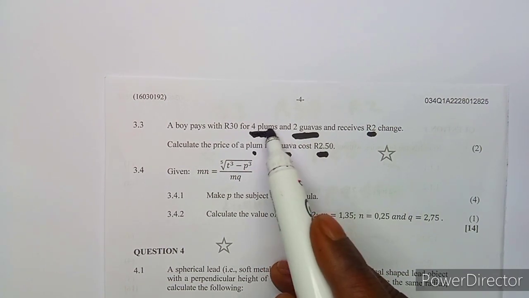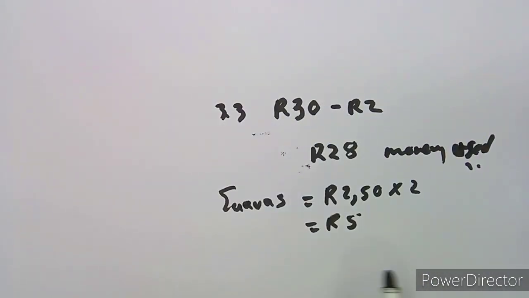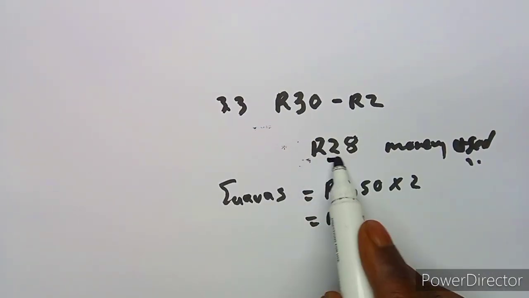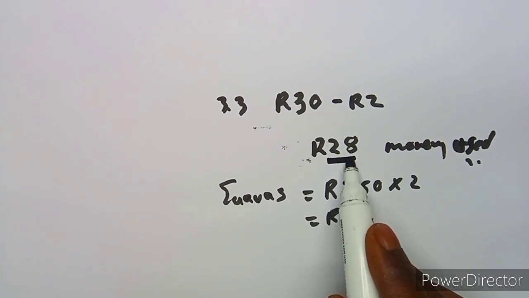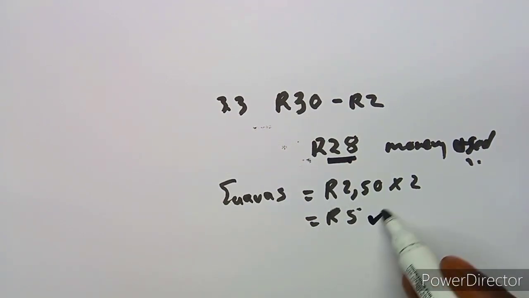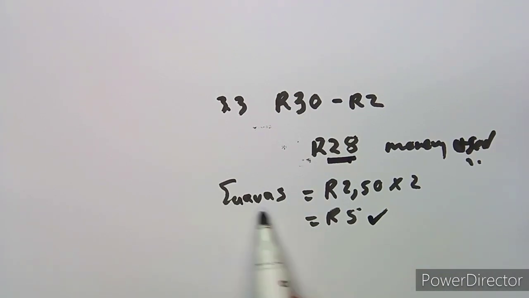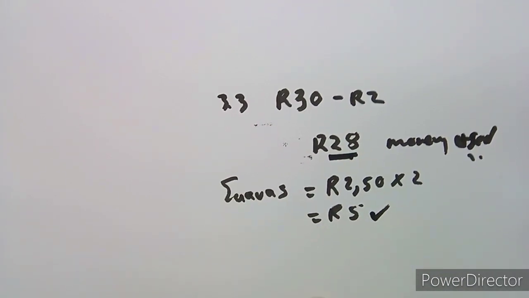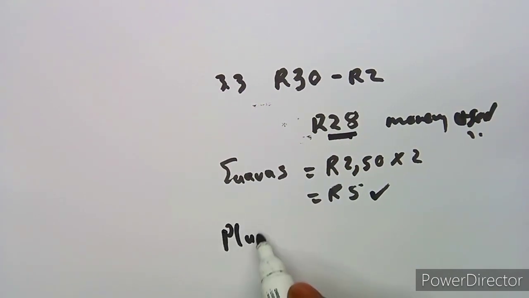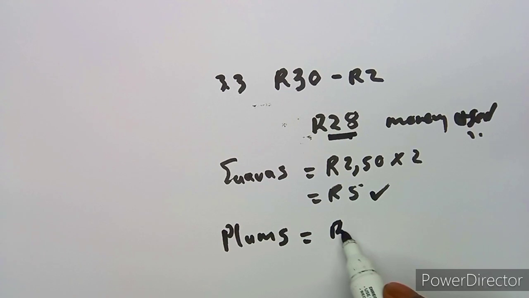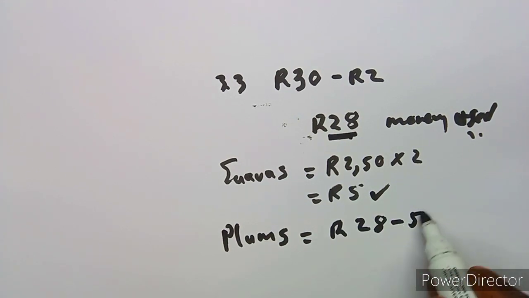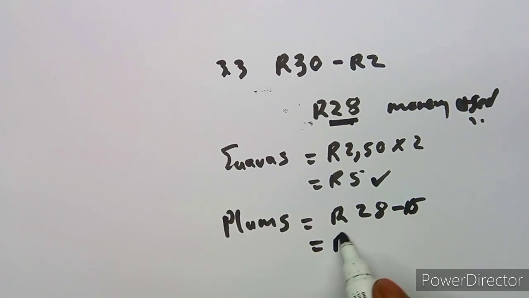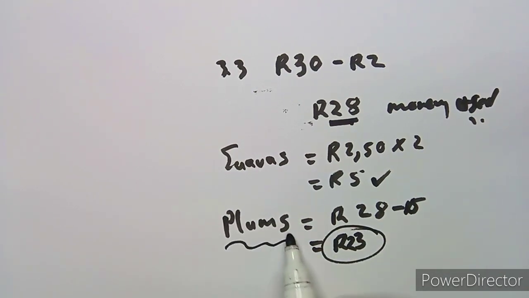So where are we going to get the amount of all these 4? Since we know that this is the money that was used to buy everything, and so far we said 5 rand is the one that we used to buy all these guavas. So for the plums that we are left with it is going to be 28 rand minus 5 rand, which is 23 rand. So this is the amount of all the plums that we bought.